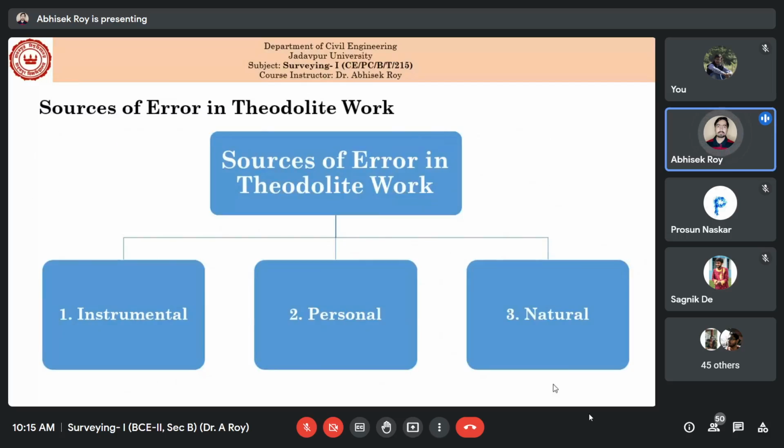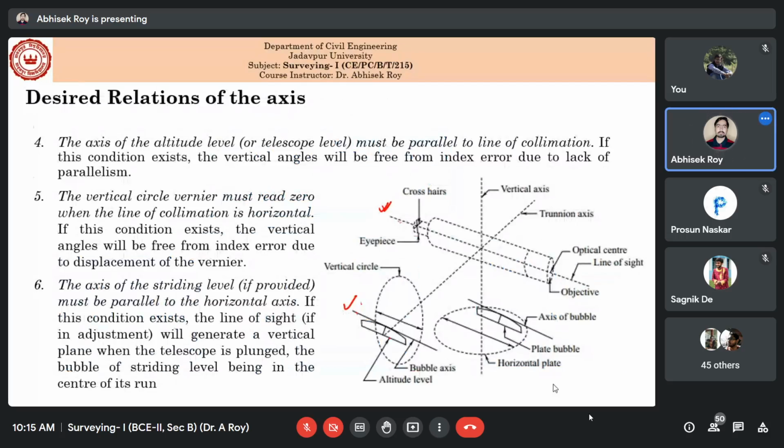Okay. So all these relations should be maintained. Now, if these relations are not valid, or if it is not 90 degrees, say it is 89 degrees something minutes, then also there will be some kind of error, and we will discuss what those errors are. Remember, whenever this line of collimation is horizontal, if at that time the vernier is not 0, that means there is some sort of index error.